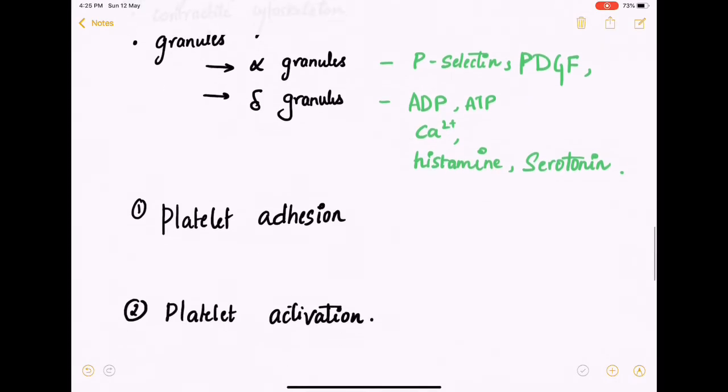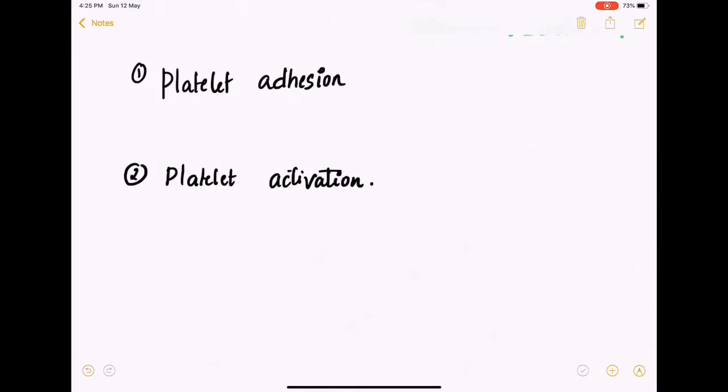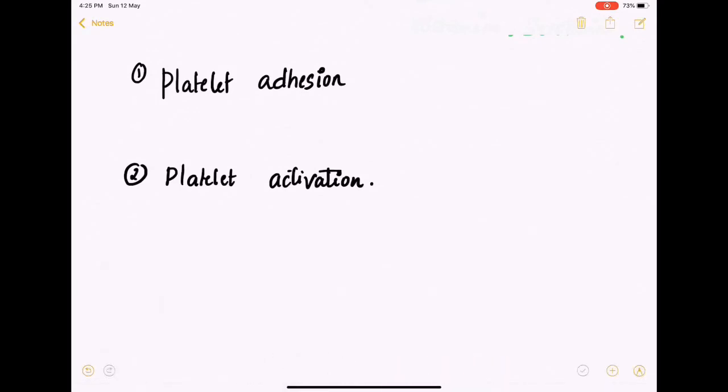So now, what happens to the platelets? The first step is platelet adhesion. As already mentioned, this happens by the interaction of von Willebrand factor, which is in the extracellular matrix, with glycoprotein 1b, which is present on the platelets. This is going to lead to platelet adhesion.